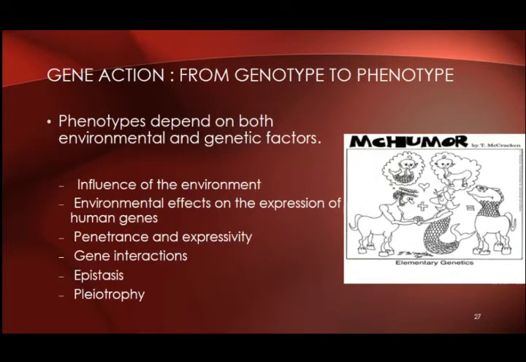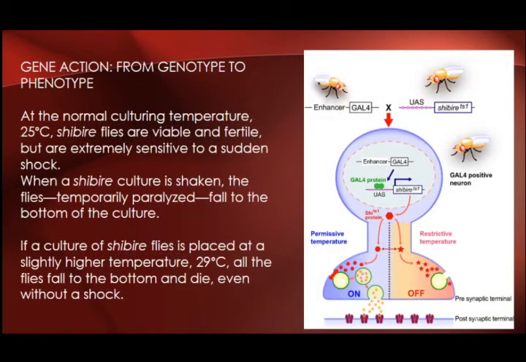So gene action from genotype to phenotype. Phenotype depends on both environmental and genetic factors. So you have the influence of environment and environmental effects on the expression of the human genes, their penetrance and expressivity, gene interactions, and pleiotropy. So, gene action from genotype to phenotype.